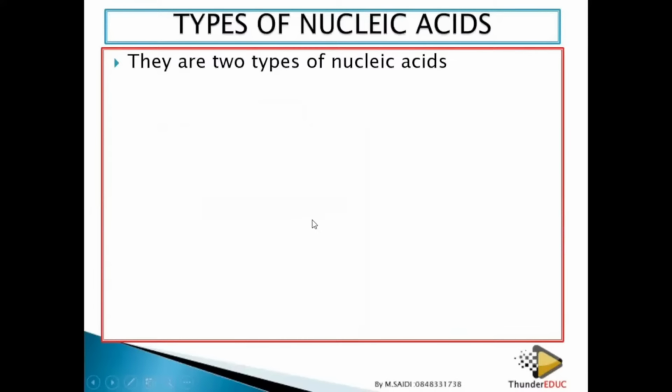Then let's look at the types of nucleic acid. As we say, there are 2 types of nucleic acids. Number 1, DNA, that is deoxyribonucleic acid. We call it deoxyribonucleic acid. What is it?